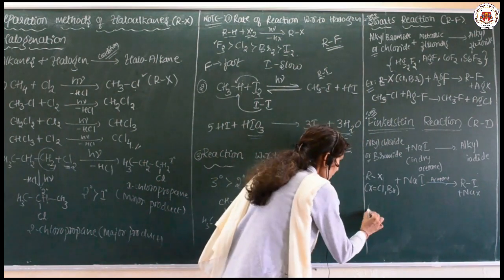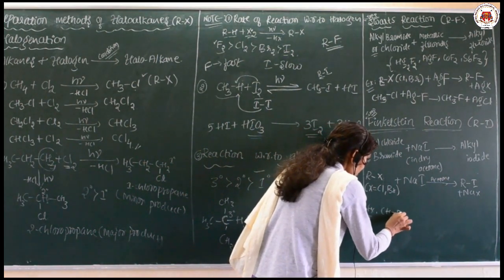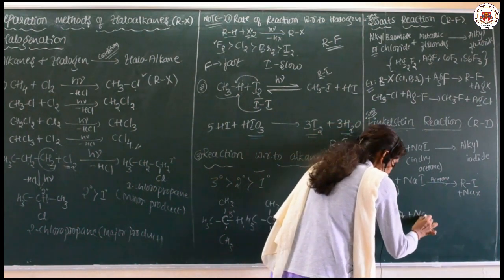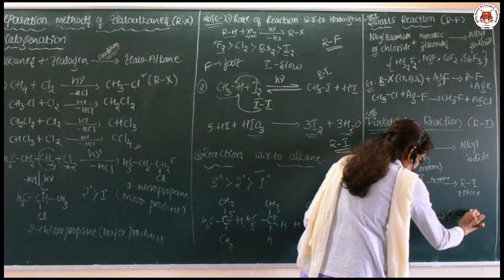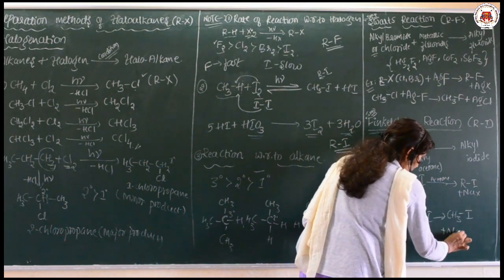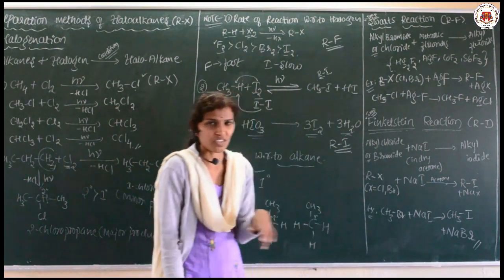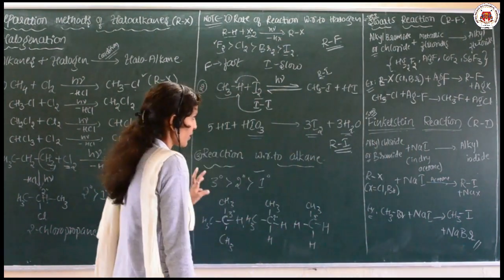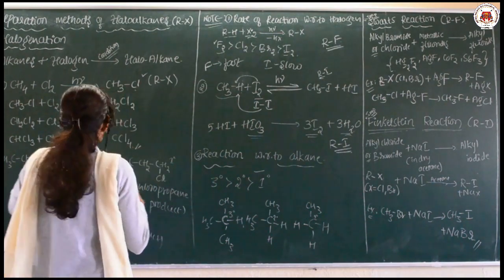For example, you can take methyl bromide, CH3Br, plus NaI, and you are going to get methyl iodide plus NaBr. So this is how we can explain the methods of preparation of alkyl iodide. Briefly, I will review all the points once again.